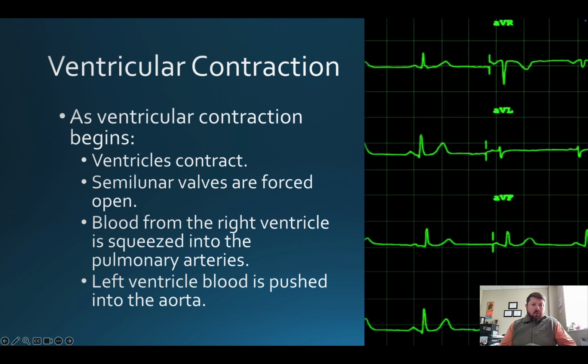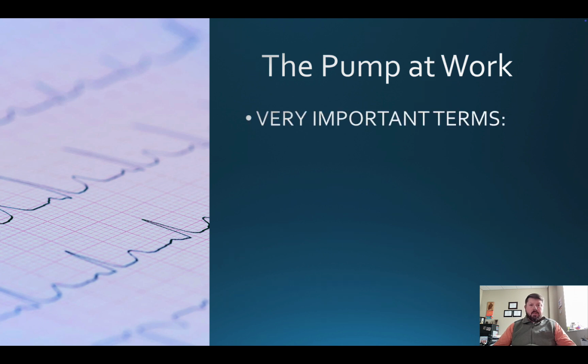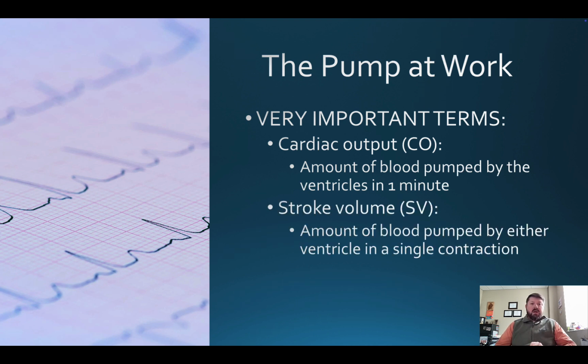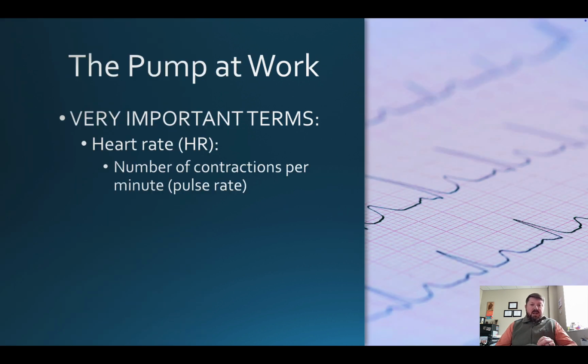So as we're moving forward, think about the left ventricle: it has to overcome the pressure in the aorta in order to push that blood out to the rest of the body. So here are some new terms that we need to remember because these are going to continually come up in this class. Cardiac output is the amount of blood pumped by the ventricles in 1 minute. Stroke volume is the amount of blood pumped by either ventricle in a single contraction. Your heart rate is the number of contractions per minute, and then another term, ejection fraction.